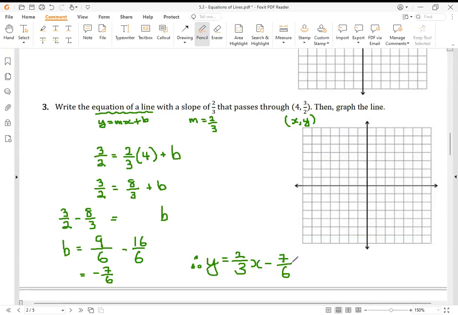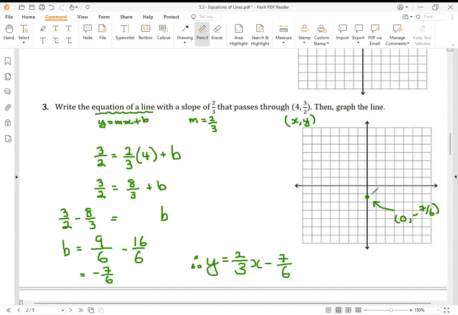7 over 6, if you plug it in the calculator, it'll be a negative 1 point something. Negative 1.16, 1 point something. So this would be negative 1.1-ish. Right there is my y-intercept, this is my 0, comma, negative 7 over 6.